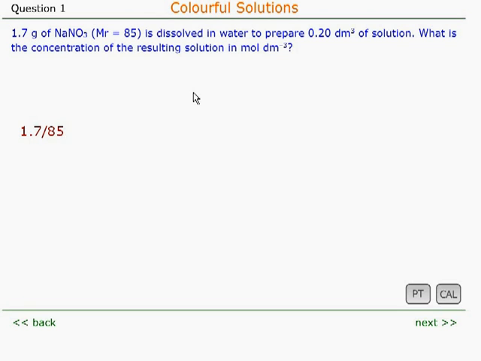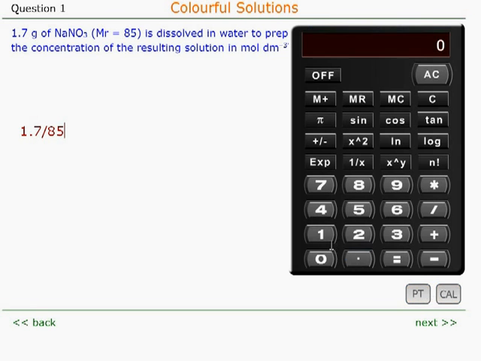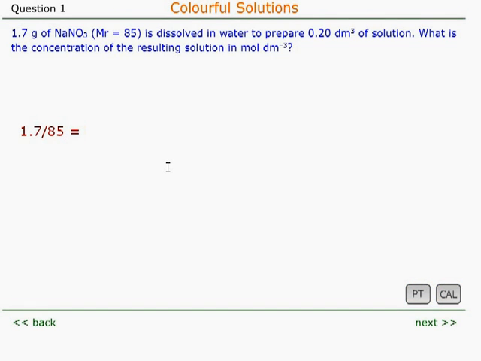We want the concentration, and the concentration is given by moles per litre. So we must change the number of grams of sodium nitrate into moles. This can be done by dividing the grams, 1.7, by the relative mass, which is given as 85. 1.7 over 85. We call up the calculator. 1.7 divided by 85, and this gives us 0.02 moles of sodium nitrate.